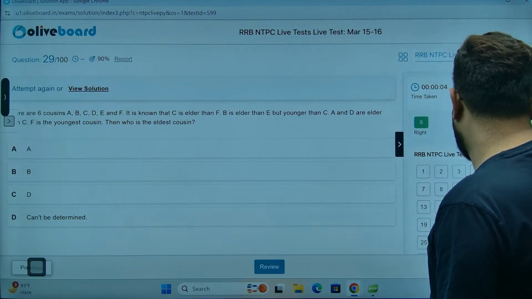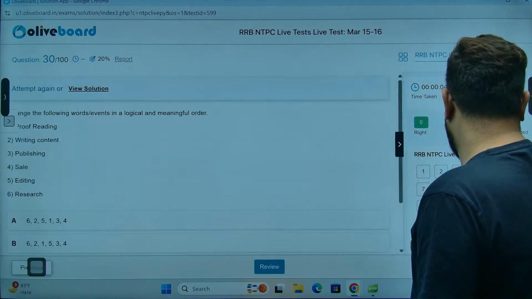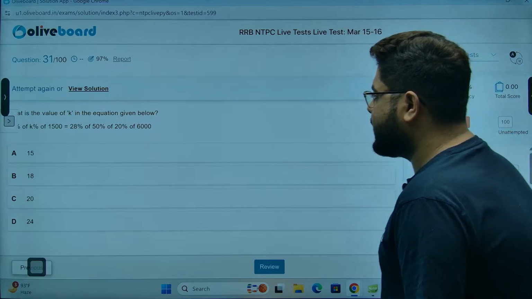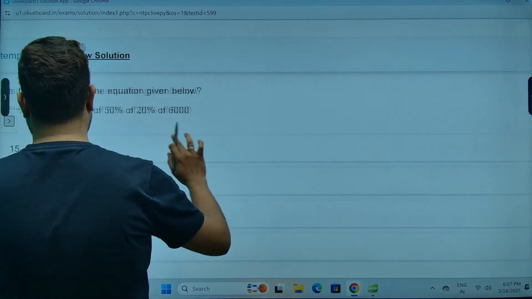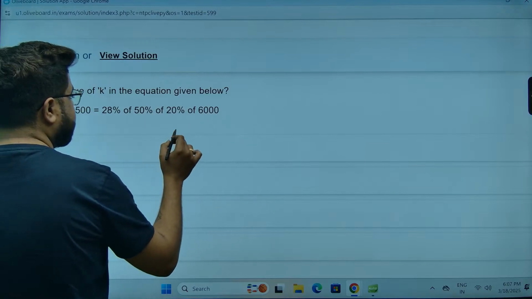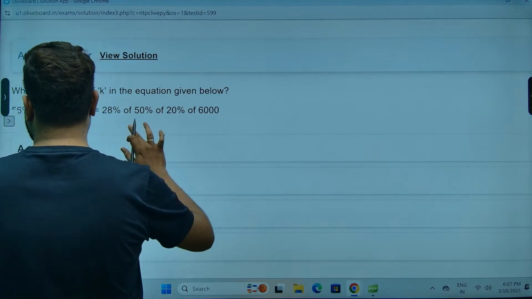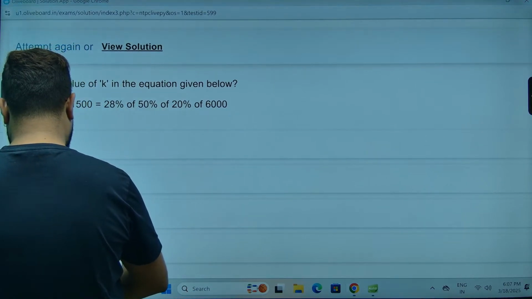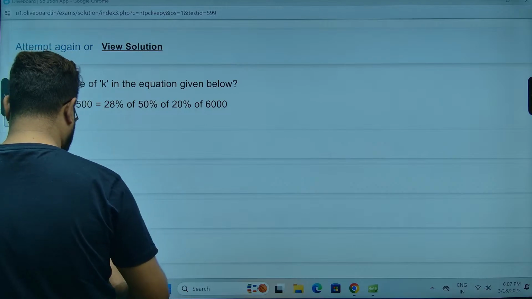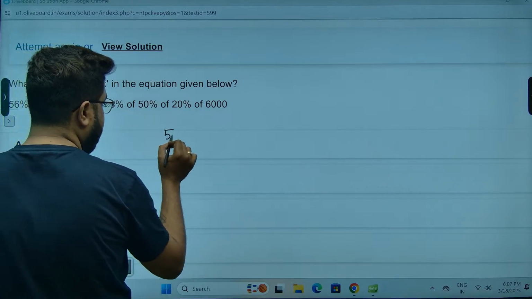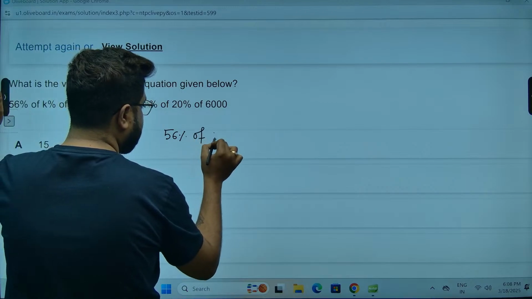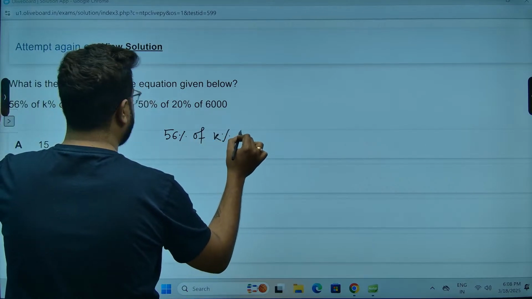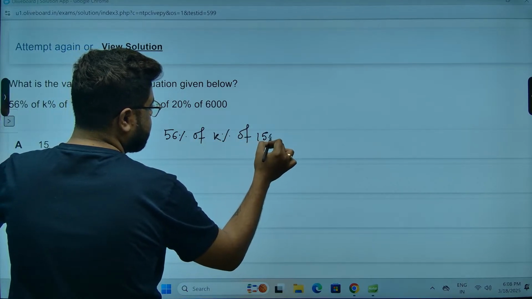Sir, next one, not possible, not maths. Sir, again, this is maths. 56% of k% of 1500, okay, sir.